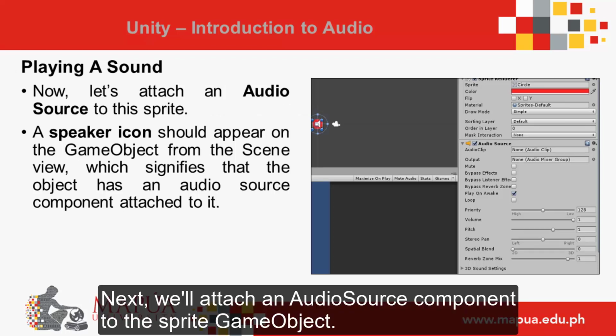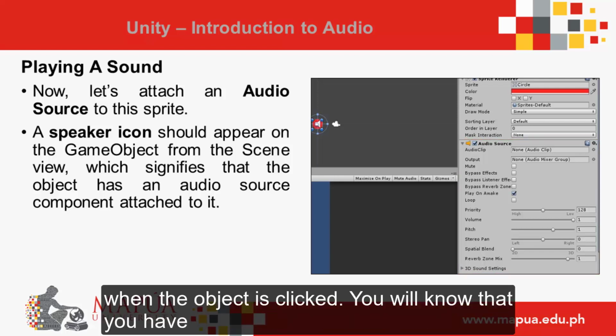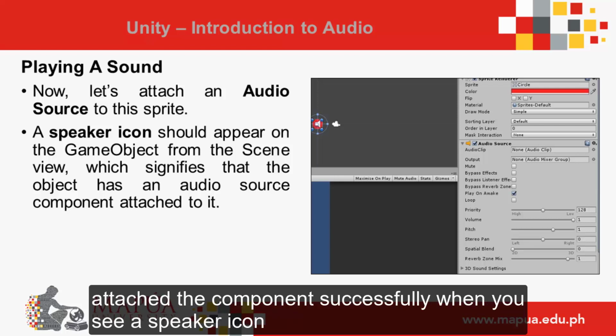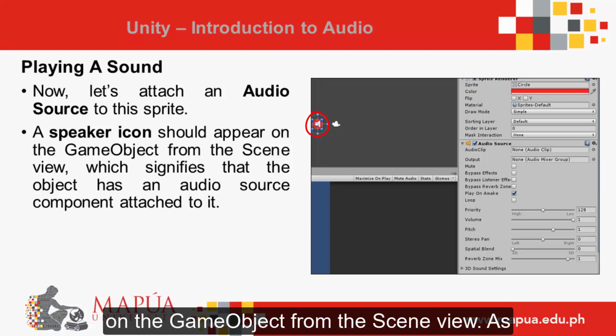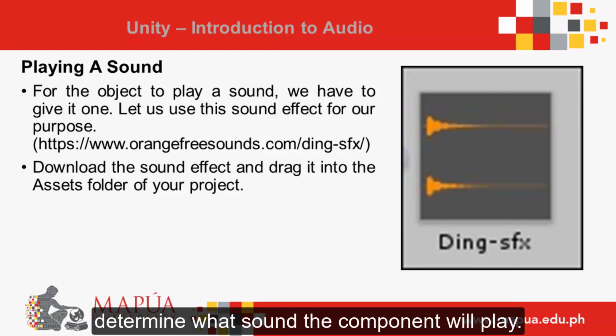Next, we'll attach an audio source component to the sprite game object. This is where the sound will come from when the object is clicked. You will know that you have attached the component successfully when you see a speaker icon on the game object from the scene view. As mentioned earlier, audio sources need audio clips to determine what sound the component will play.